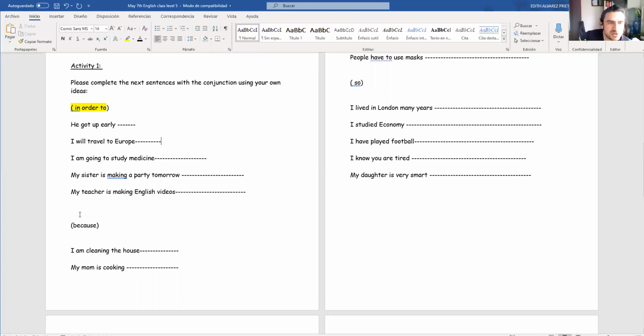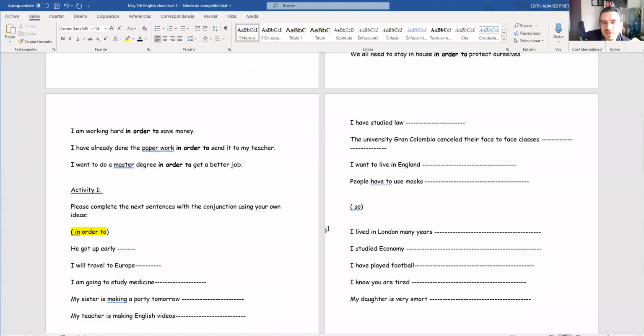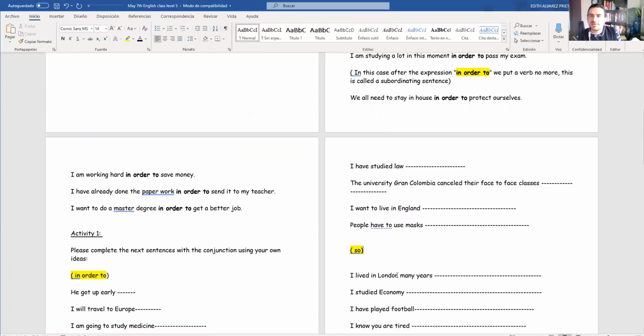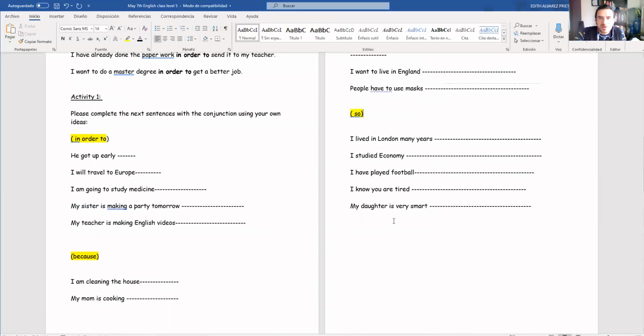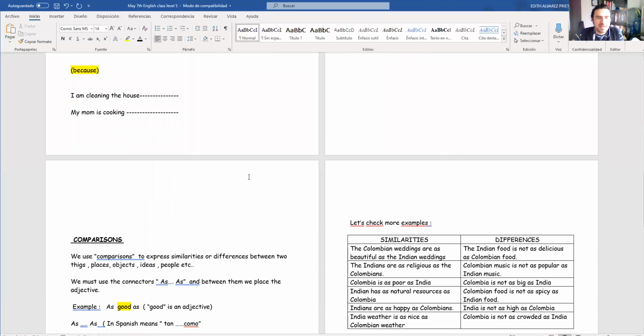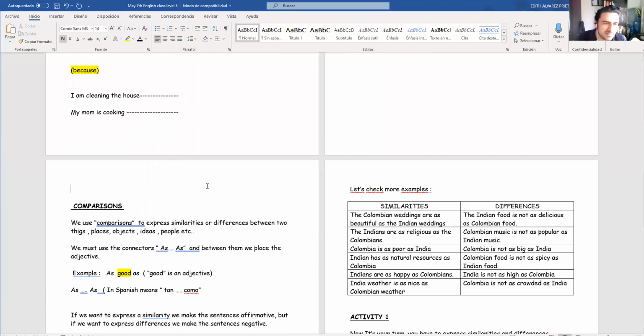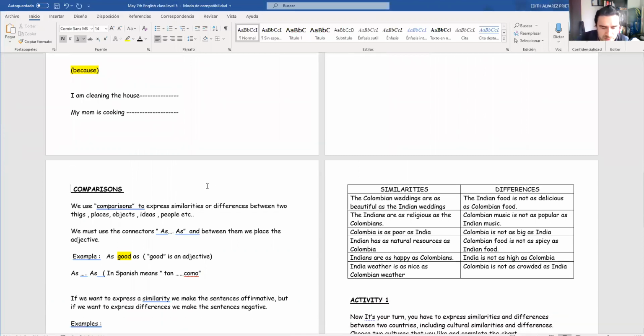Así con in order to. Lo mismo con because, ¿listo? Vamos a hacer acá también en la primera parte. Lo mismo con so, okay, con las 3 conjunctions, all right? Eso sería todo respecto a conjunctions, ¿ok? Entonces, porfa, complétenlas con sus propias ideas, a ver cómo les va, ¿listo? Lo revisamos, ¿ok?